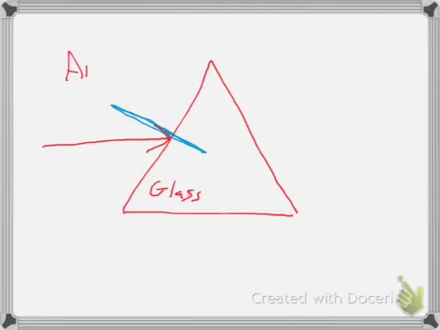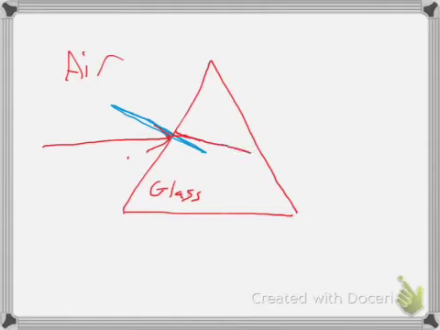And this is air. And so we know that it's going to bend towards the normal. This is a bit tricky, but think about this. Now the ray is going to bend down this way towards the normal.